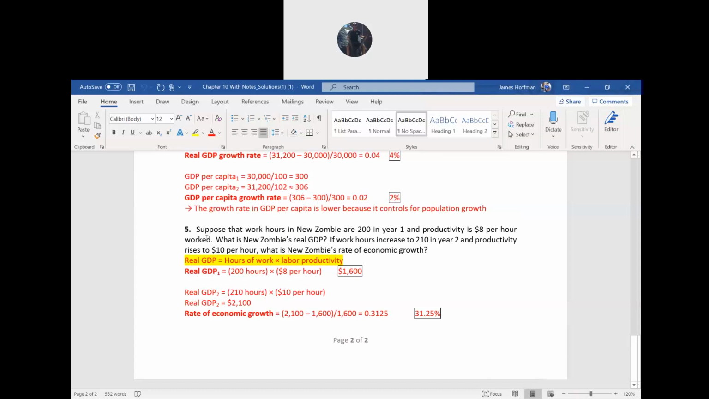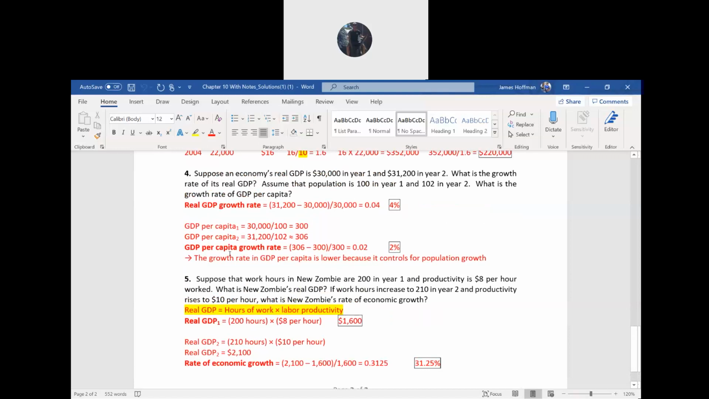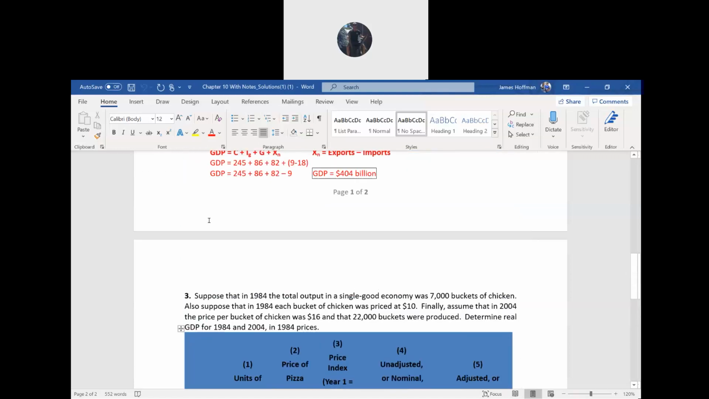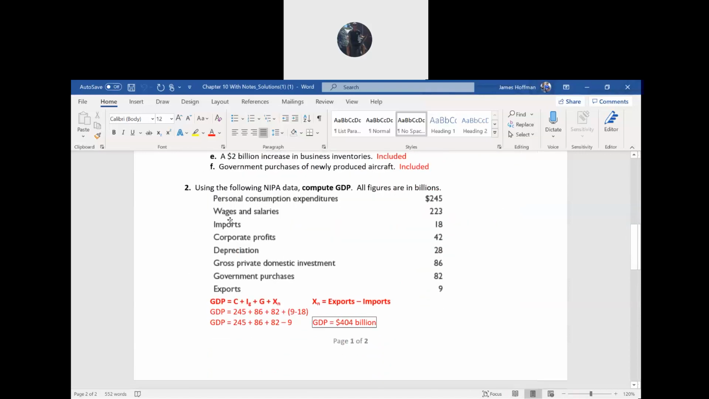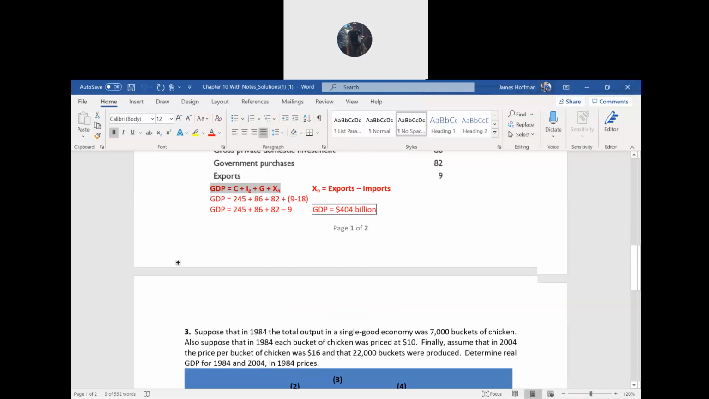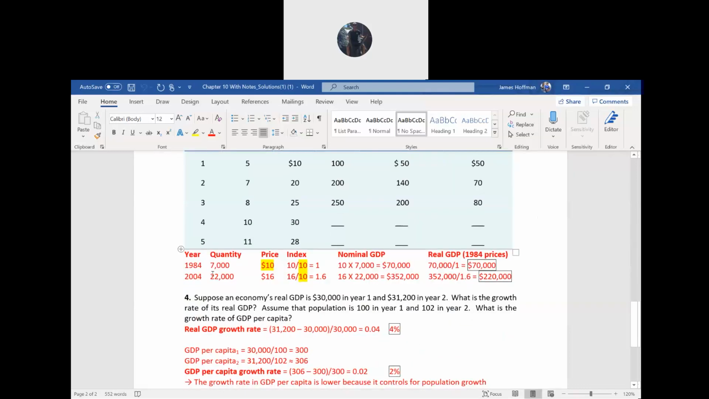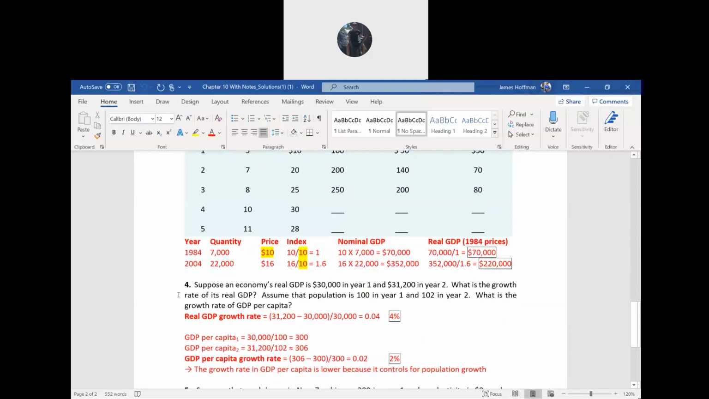Okay, so those are the examples, and some of these you'll have similar examples on your homework assignment, but not for all the questions. But we got how to use the expenditures approach here. This one you want to know how to create the price index and use that to convert nominal GDP to real GDP. Just divide by the price index.